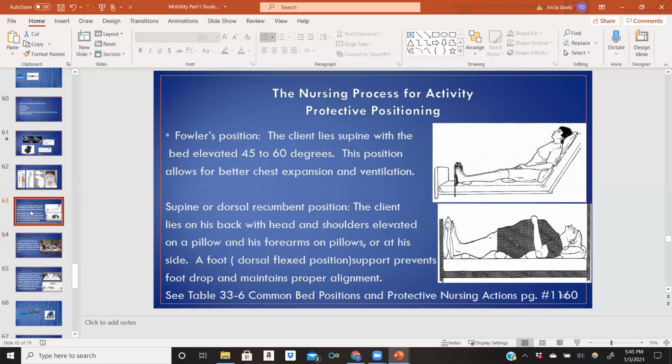And if you wanted to see more positions and protective nursing actions, you can go to page 1160 in your Taylor book and go to table 33-6.